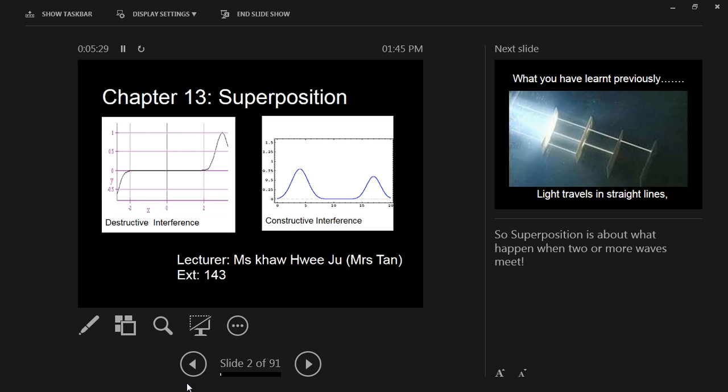And this one, you can see that the 2 waves actually meet and they overlap and they produce the resultant wave. So that is called superposition of 2 waves. Similarly, this one here, also superposition of the 2 waves. So we will see later how the resultant wave is formed.